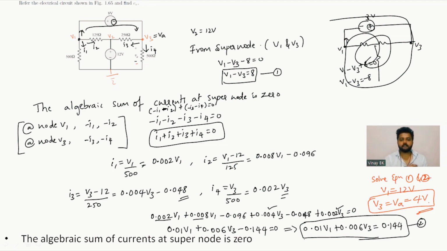So observe that clearly, the algebraic sum of currents at supernodes equals 0. So at the supernode are V1 and V3.